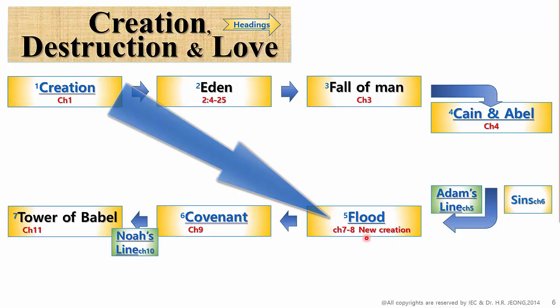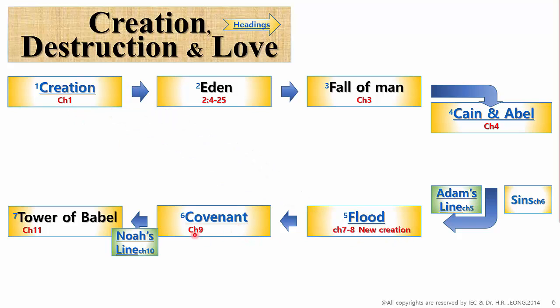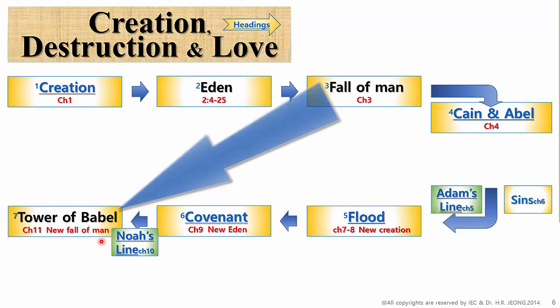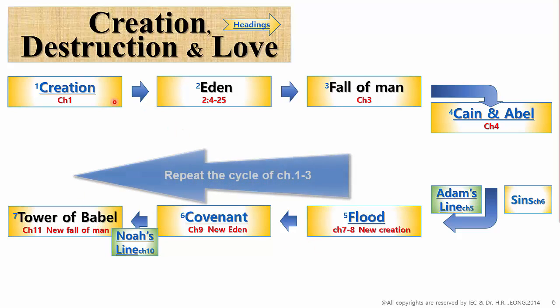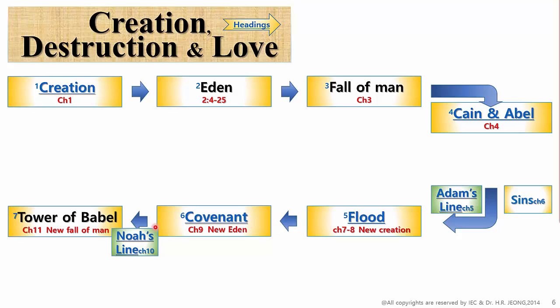As for the covenant, God prepared new conditions for man to live in. Hence the new Eden, as described in chapter 2, while the Tower of Babel is the new fall of man as seen in chapter 3. In this context, chapters 7 to 11 are a repeated cycle of chapters 1 to 3. Do not try to memorize these seven topics, just digest them and logically understand them.